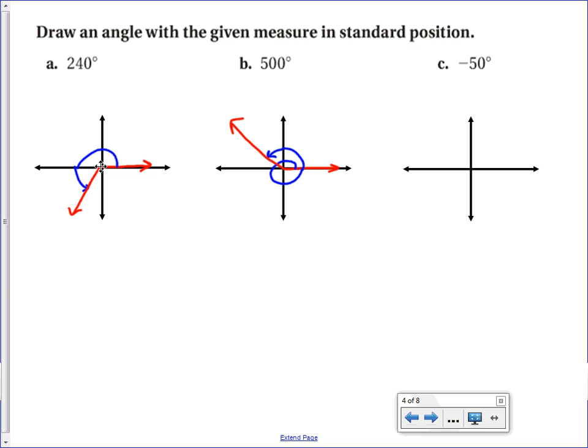To create a negative angle, I'm still putting my initial side at 0, but instead of going counterclockwise, I'm going to head south, go in a clockwise direction from here. Negative 50 degrees is going to end up in the fourth quadrant. It's only 50 degrees, so it's not even to the first axis. And I create my terminal side right there. That little blue arrow shows me I've gone negative 50 degrees.